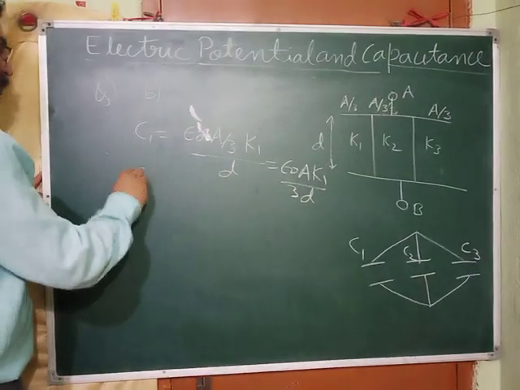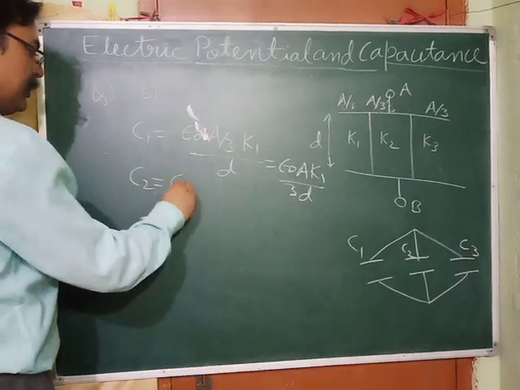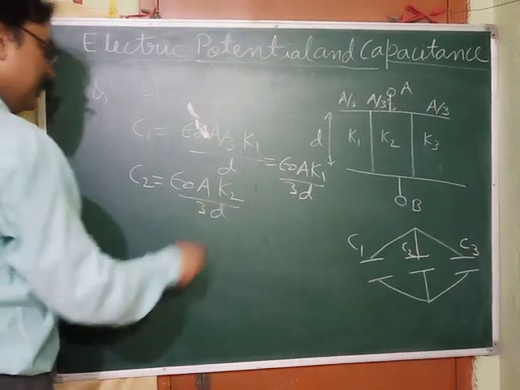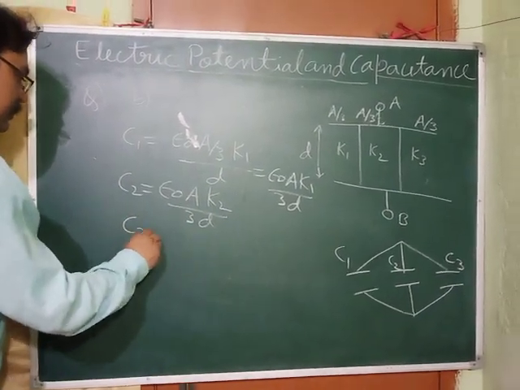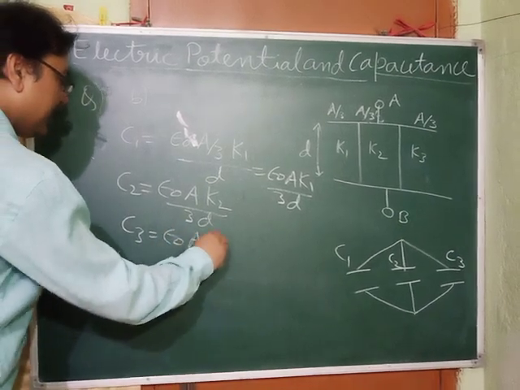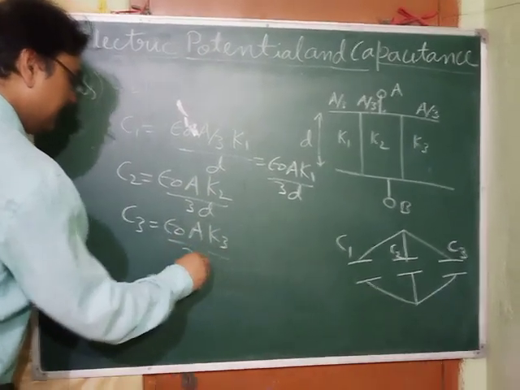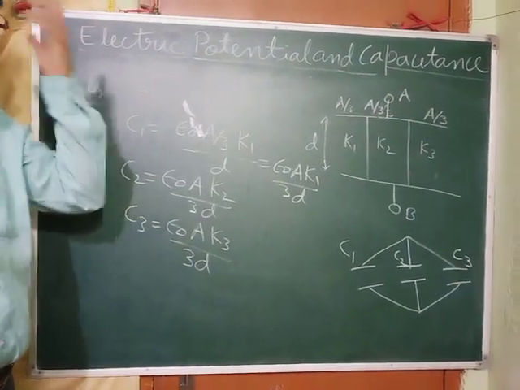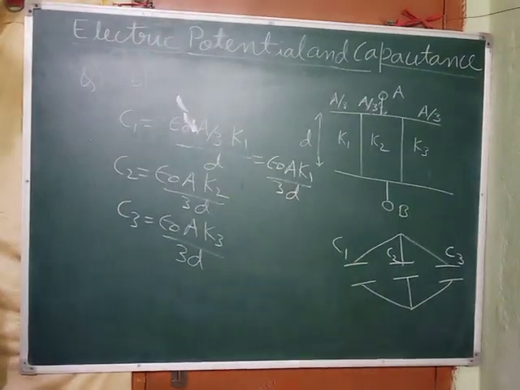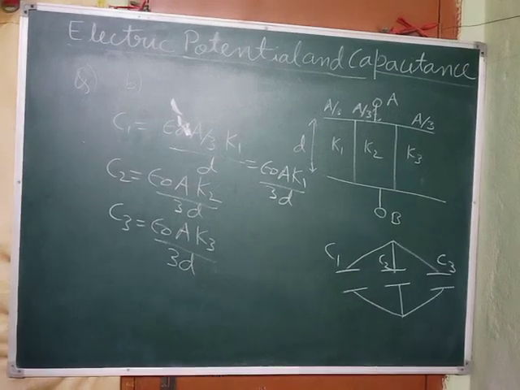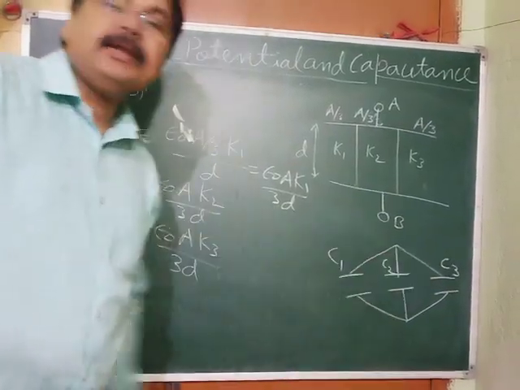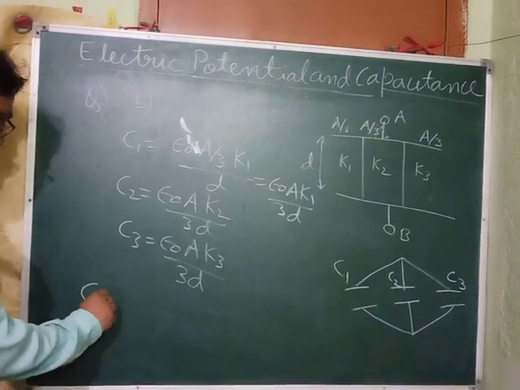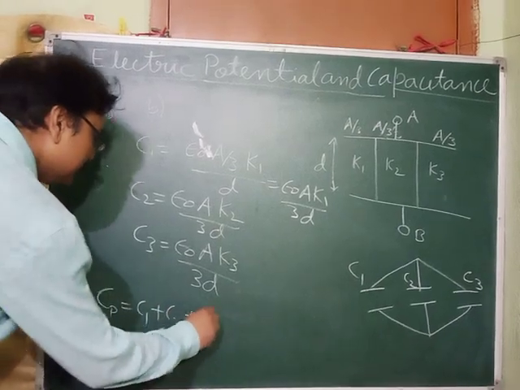In the same way we will get C2. Directly I can write epsilon naught A K2 by 3D. Similarly for C3, C3 is equal to epsilon naught A K3 by 3D. Only K will change, other things are similar, the area is similar, the width is similar. Now, these 3 capacitors appear to be connected in parallel or series? Obviously parallel. So in parallel, CP is equal to C1 plus C2 plus C3.